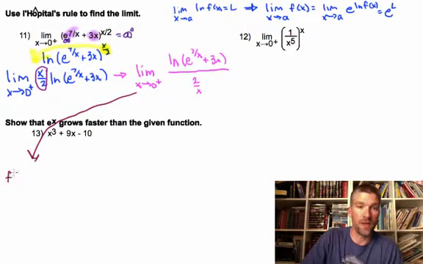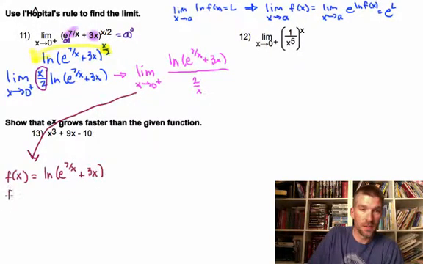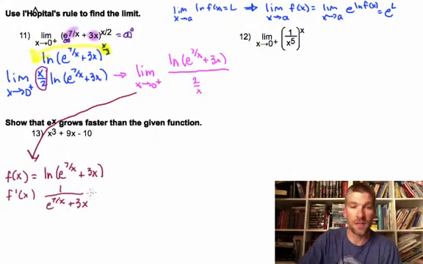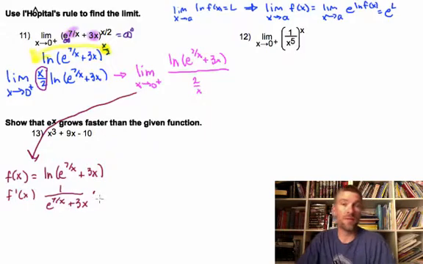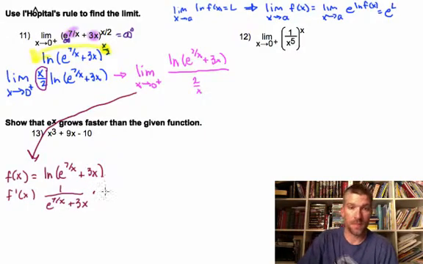So I'm going to let f of x equal the natural log of e to the 7 over x plus 3x. And the derivative of this is going to be 1 over e to the 7 over x plus 3x times the derivative in the denominator. Well, the derivative of any e thing is e to whatever the power is. In this case, it's 7 over x times the derivative of 7 over x.